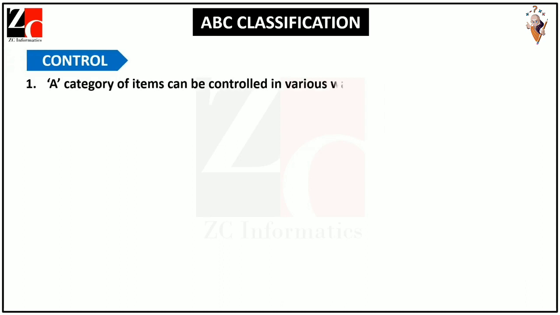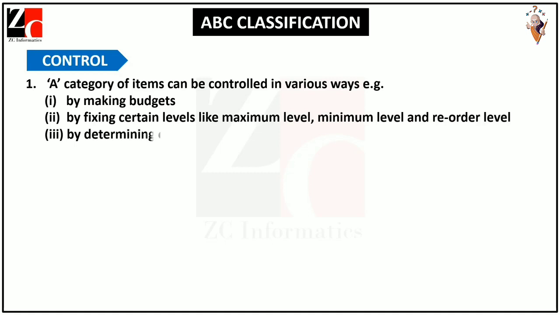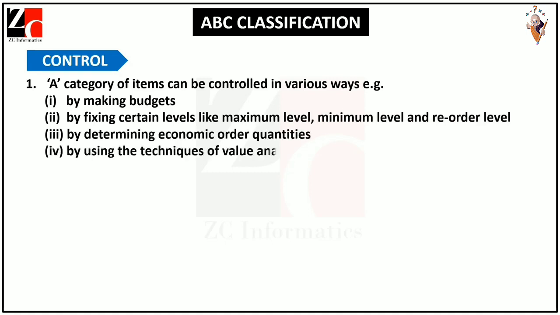ABC analysis control. Point number 1. A category of items can be controlled in various ways. Example. Point number 1. By making budgets. Point number 2. By fixing certain levels like maximum level, minimum level and reorder level. Point number 3. By determining economic order quantities. Point number 4. By using the techniques of value analysis, value reduction, that is variety reduction, standardization, etc.